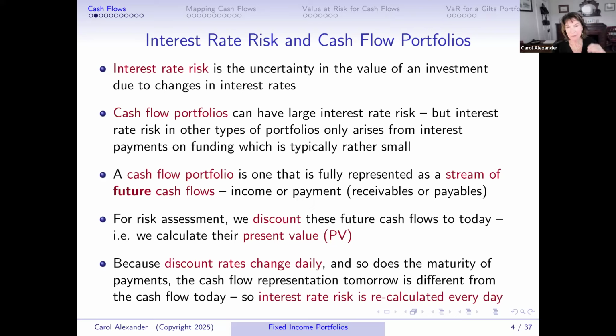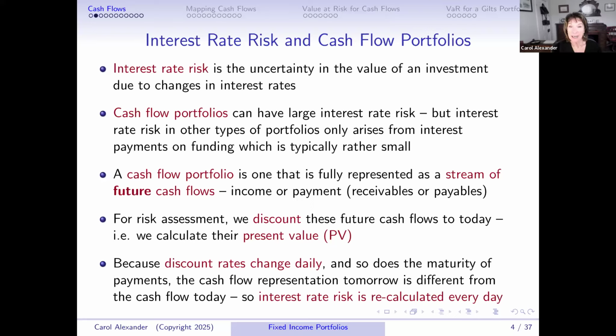So what is a cash flow portfolio? It's one that's fully represented. There's no residual risk, as we shall see where there is when we do the cash flow mapping for equity portfolios, for example. The cash flow portfolio is completely represented as a stream of future cash flows, which changes at each point in time. In a cash flow map, you have a line up at some term or maturity, which if it's up, it represents income at that time. And if the line goes down, then it represents a payment at that time.